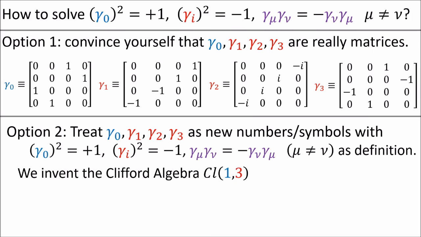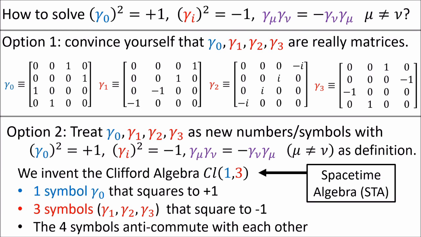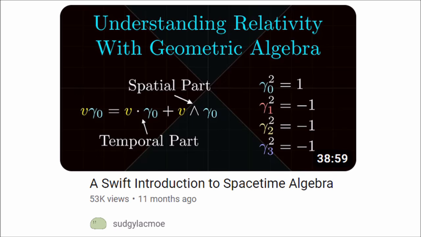This gives us the Clifford algebra CL13 because we have one symbol that squares to +1 and three symbols that square to -1. This is also called the space-time algebra. Suji Lakmo has a great video showing how this can be used to formulate special relativity, linked in the description.